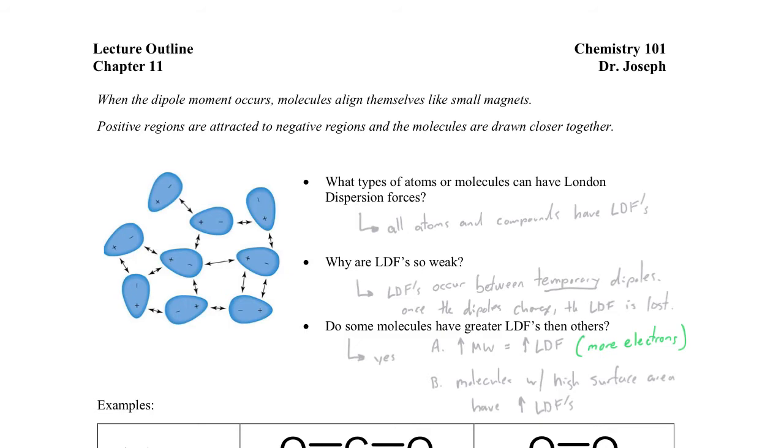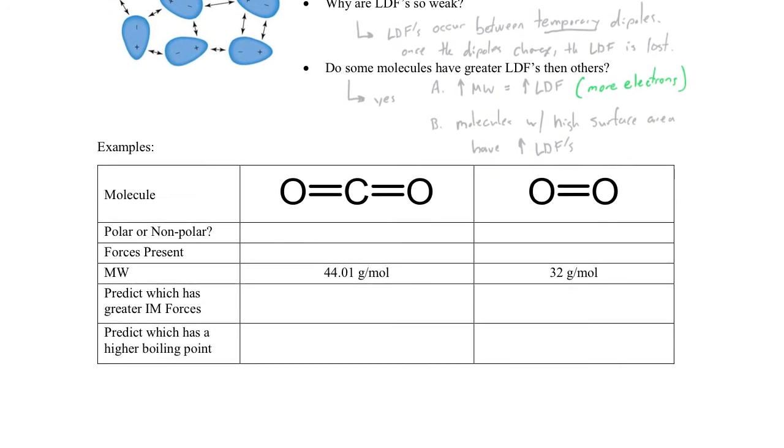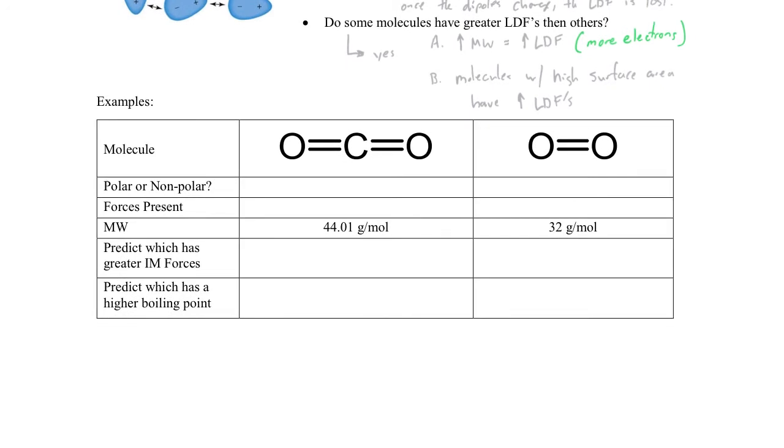Okay, so now that we have a basic idea of what a London dispersion force is, let's look at an example where we compare two different molecules that have London dispersion forces, and let's see this effect in terms of their physical properties. We're going to look at the molecules carbon dioxide and oxygen, and we're going to see that the boiling points for each of these is based on the greater degree of London dispersion forces that one of them has versus the other.